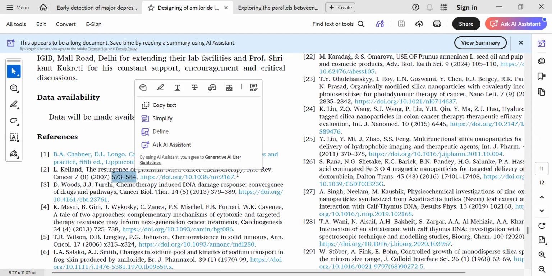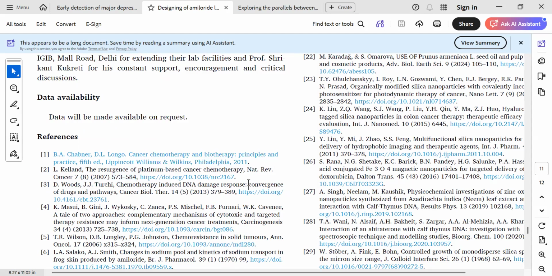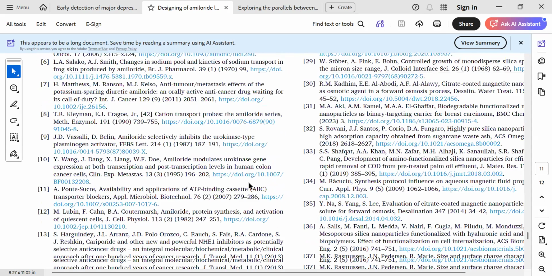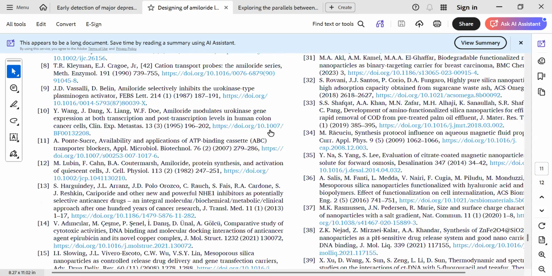And then you will also have to give the DOI of that paper, so that anybody can just click on the link and reach that paper. So that is how you write the research paper.